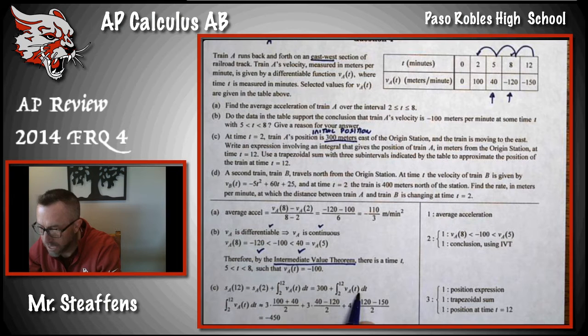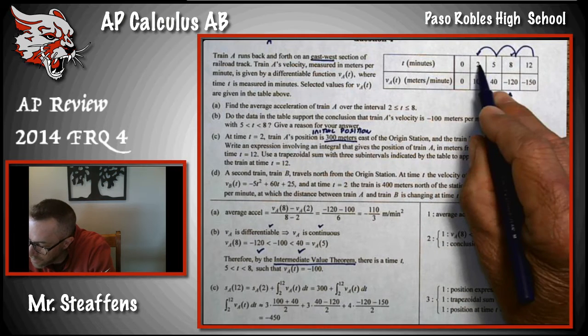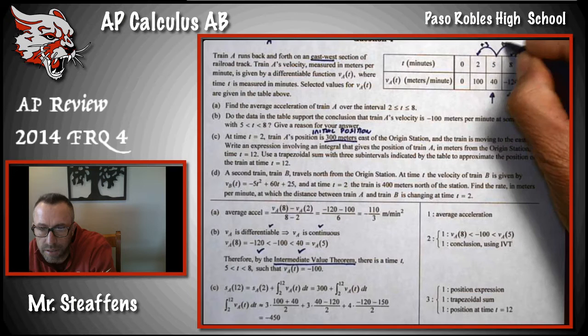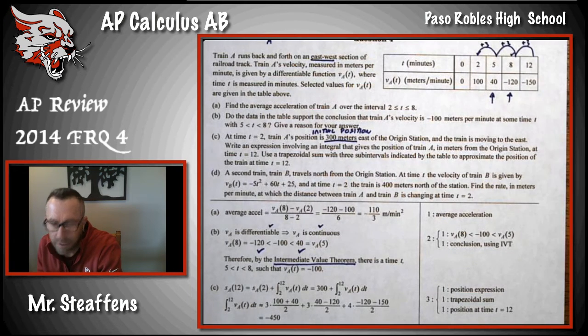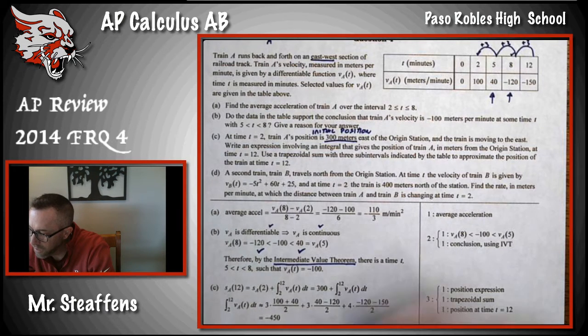And then it just broke down the Riemann sum. Okay, all these little subintervals take 3, they all go up by 3, plus 3, plus 3, plus 3. So 3 times, and here's my trapezoid. Remember, trapezoid is base 1 plus base 2 divided by 2.